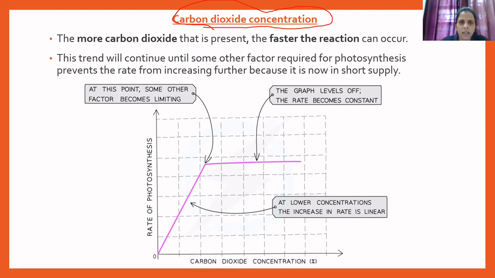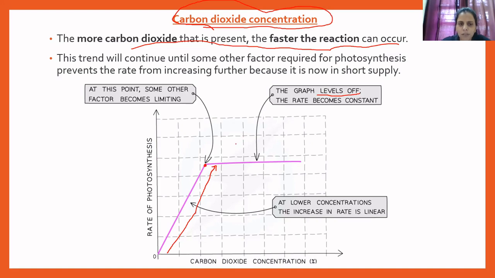Now what happens is, with increase in the concentration of carbon dioxide, obviously the rate of photosynthesis will increase, okay? Because more CO2 is present, the rate of photosynthesis increases. You can look here in the graph, same like light intensity. Initially with increase in the concentration of carbon dioxide, the rate of photosynthesis also increases. But after a certain point, you can see here in the graph, the rate of photosynthesis becomes constant or gets saturated, okay? That means the graph levels off. You can make out here the rate of photosynthesis becomes constant and the graph levels off, okay?